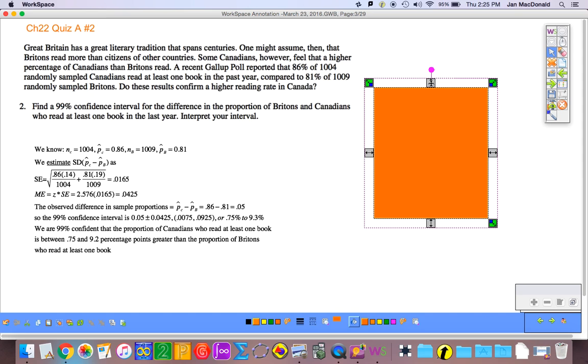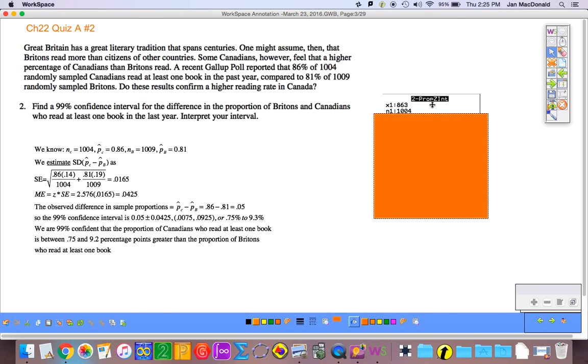Please go over to Stats, Tests, arrow down to 2 proportion z interval, and plug it in. What are you going to plug in? Just a reminder, x is always a count. There are 863 Canadians who read at least one book out of 1,004. So plug in your x1, n1, x2, n2, and your confidence level.